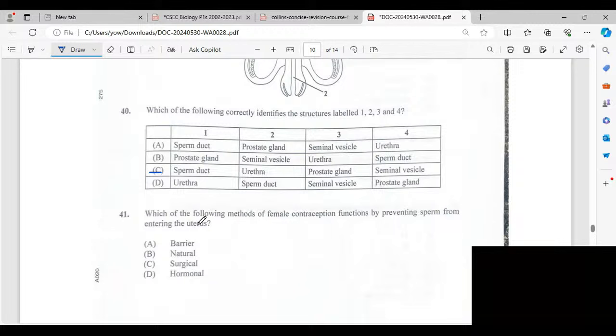All right, next we go to 41. Which of the following methods of female contraception functions by preventing sperm from entering the uterus? Preventing, that's a barrier. A. Moving on.